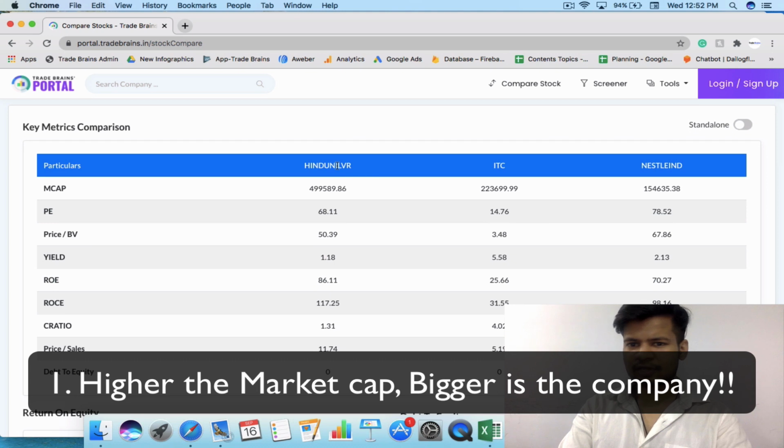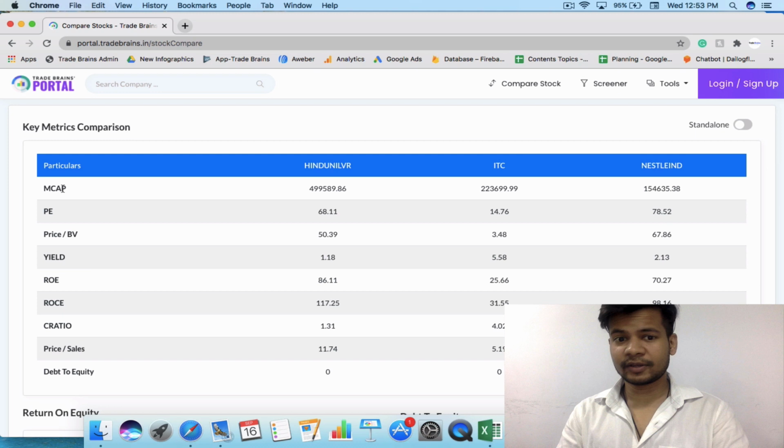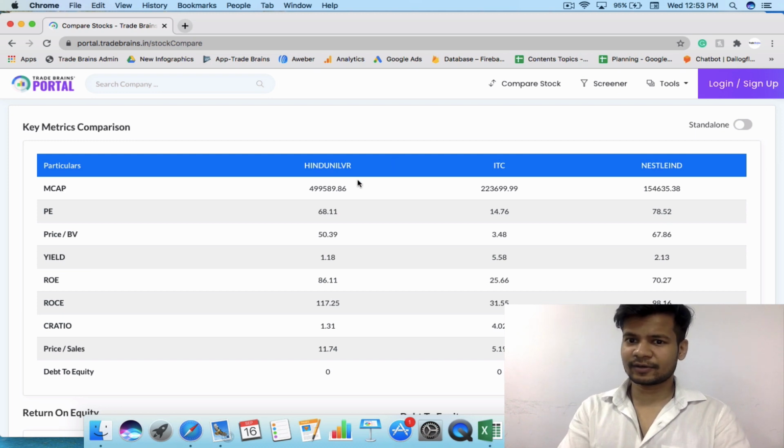If you see Hindustan Unilever, ITC and Nestle, first you need to see the market cap of the company, that is how big the company is. The market cap of Hindustan Unilever is almost 5 lakh crore. For ITC it is almost 2.23 lakh crore and for Nestle it's 1.54 lakh crore. So easily you can see that Hindustan Unilever is the biggest company among the three. However, all three of these companies are large cap companies because their market capitalization is greater than 25,000 crore. So if you compare the size, Hindustan Unilever is the biggest company among all three.